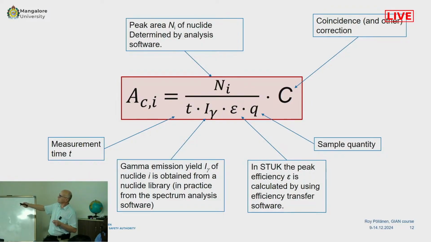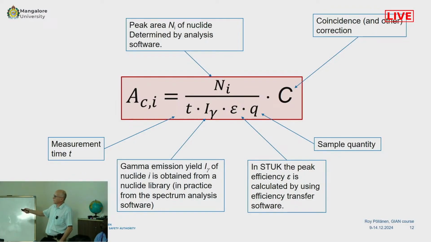All right. So the equation is very simple, basically. Very, very simple. So this is the peak area. How many counts are in the peak? Basically very simple. Then we divide it by the measurement time. Very simple. 1 day, 1 weekend. Normally at STUK, at the weekends we don't change the samples, so the duration of one measurement could be 3 days or something like that.